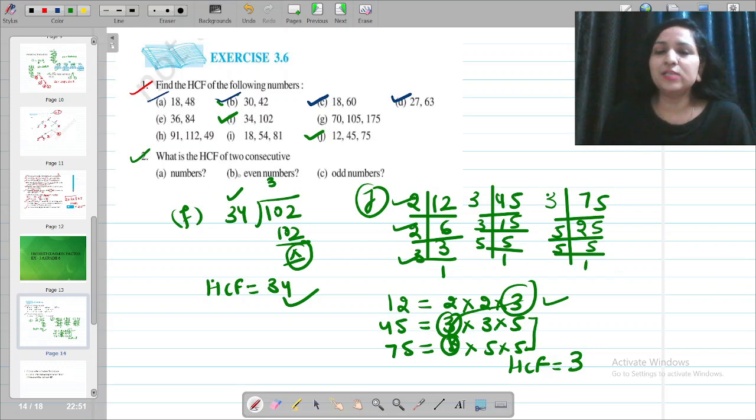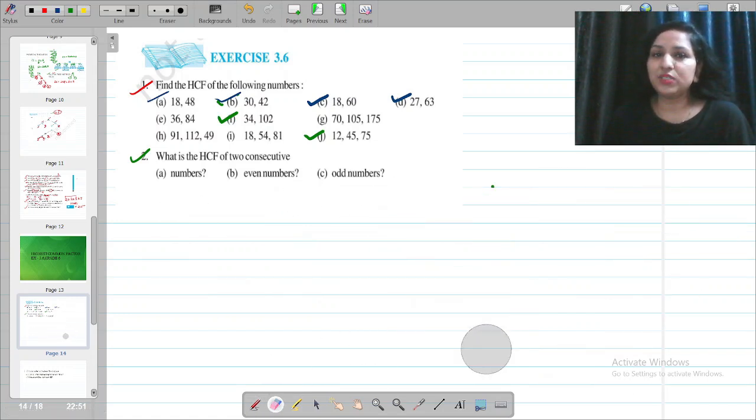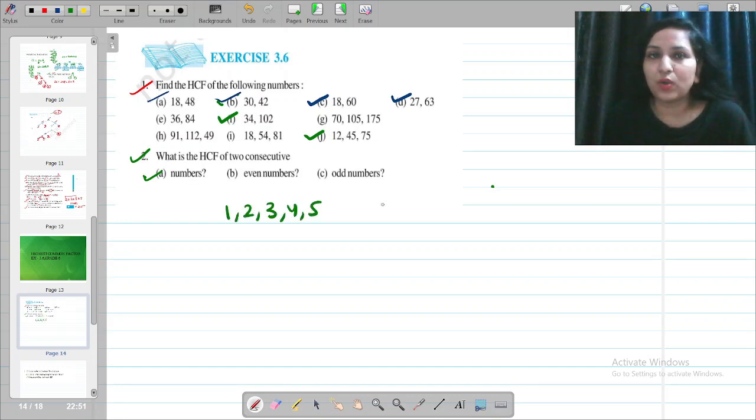What is the highest common factor of 2 consecutive numbers? Now 3 options are given to us. In my previous videos also, I told you what is the meaning of consecutive. Consecutive means one after the other. If I talk about consecutive numbers, it means one after the other, 1, 2, 3, 4, 5 and so on. What is the highest common factor of 2 consecutive numbers?